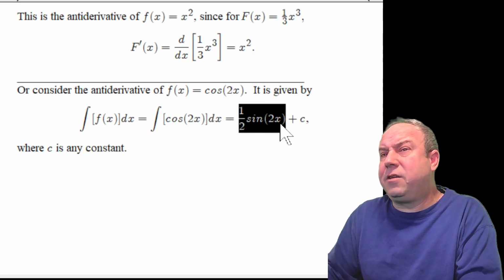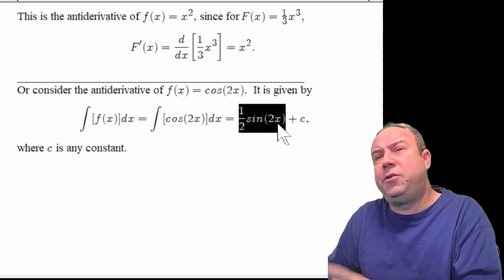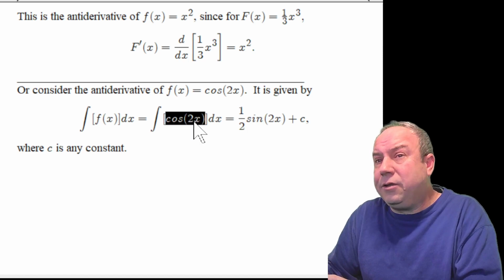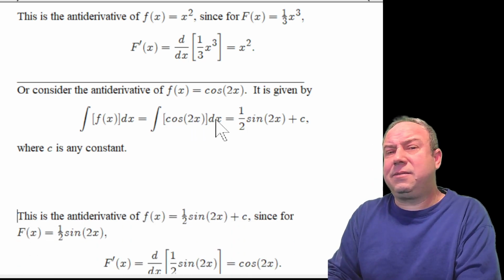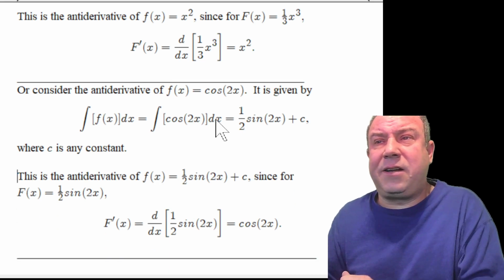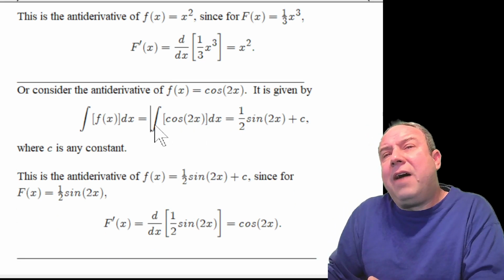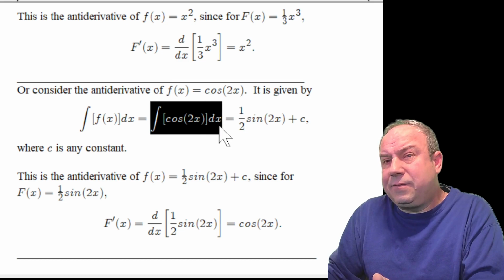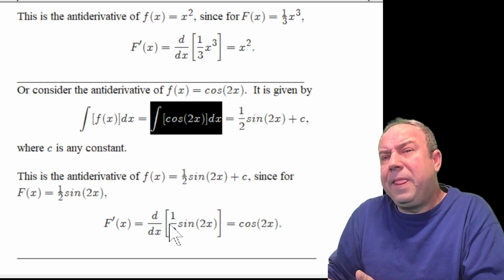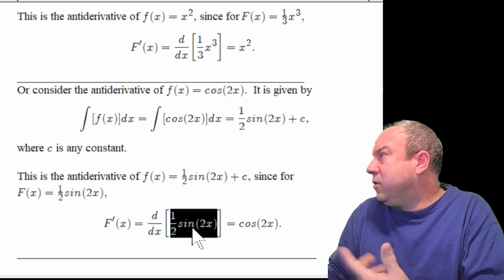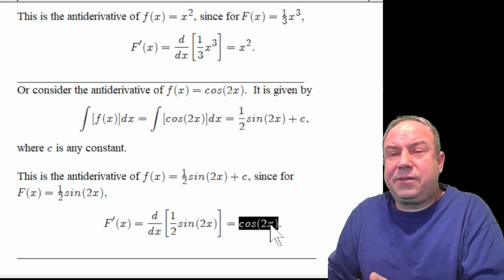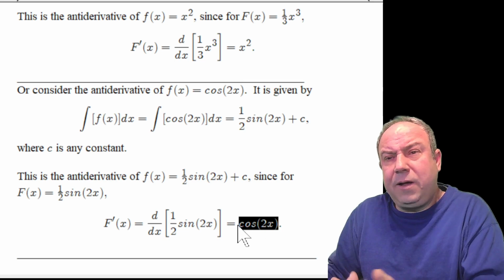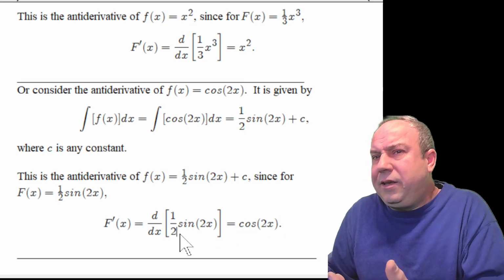Notice when I apply the derivative operator to 1/2 sine 2x, it will yield the cosine of 2x. Right? And that's how I know it is the antiderivative of the cosine of 2x. When I apply the derivative operator to 1/2 sine 2x, it does yield the cosine 2x. Again, I logically think that out.